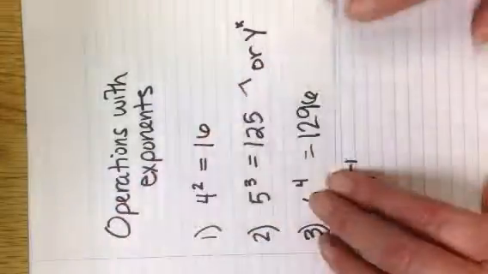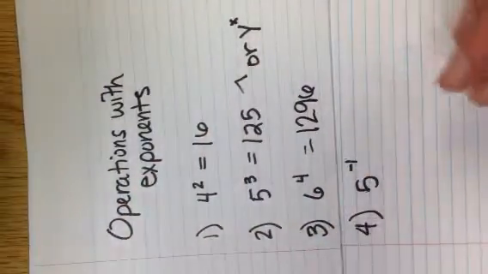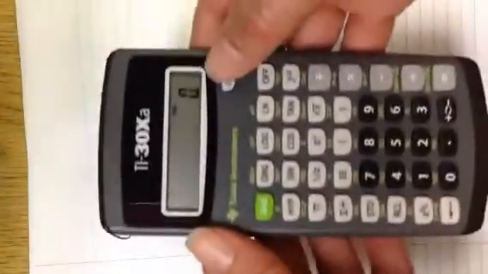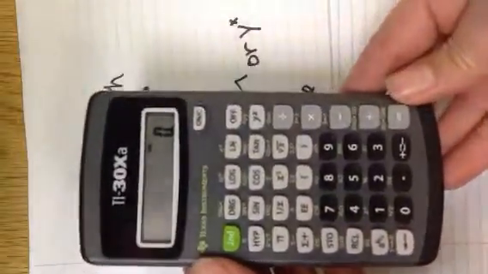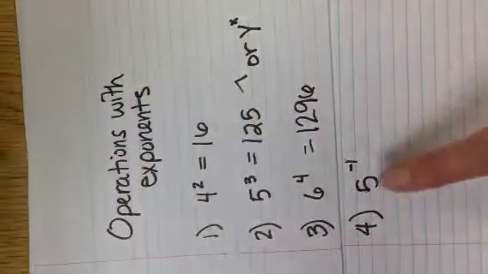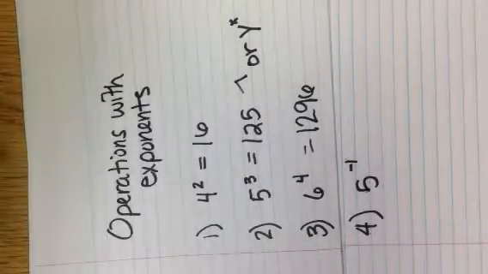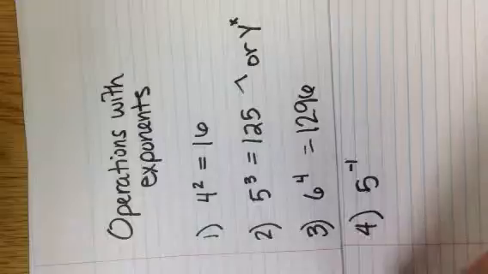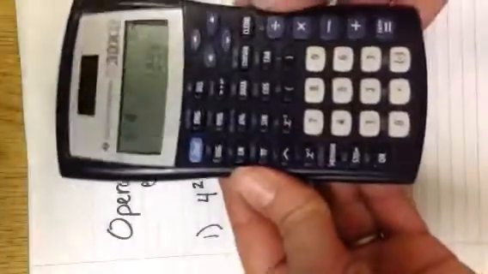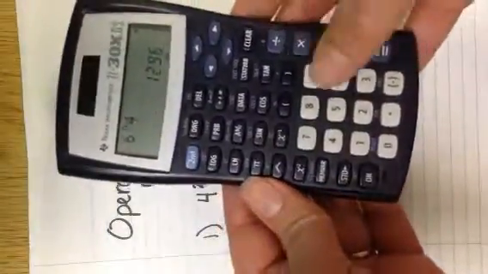All right. Now for some of you that are in higher level math, maybe some algebra students or some geometry students, you see that my 4th example is 5 to the power of -1. So I'm going to show you how to input that using your caret feature and then using the y to the power of x button.